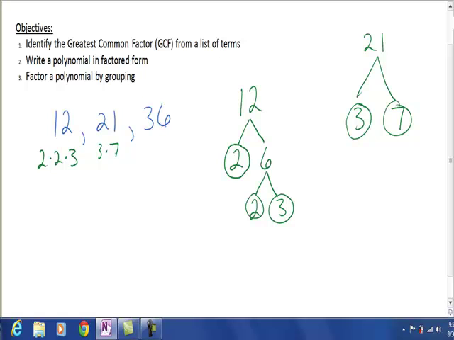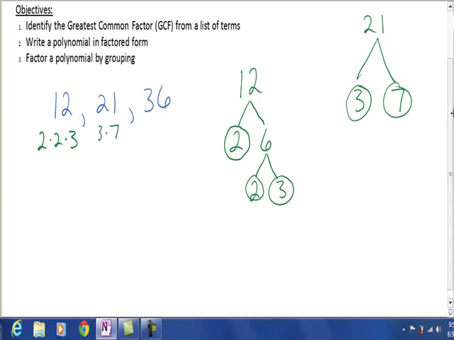Now let's do 36. I may need a little bit more space for this. I'll squeeze it over here underneath. 36, again, like 12, there's a lot of ways you could go here. You could go 6 times 6, 12 times 3, 9 times 4. Any of those work. You'll get there eventually. I'm going to go 9 times 4, just because it keeps things even.